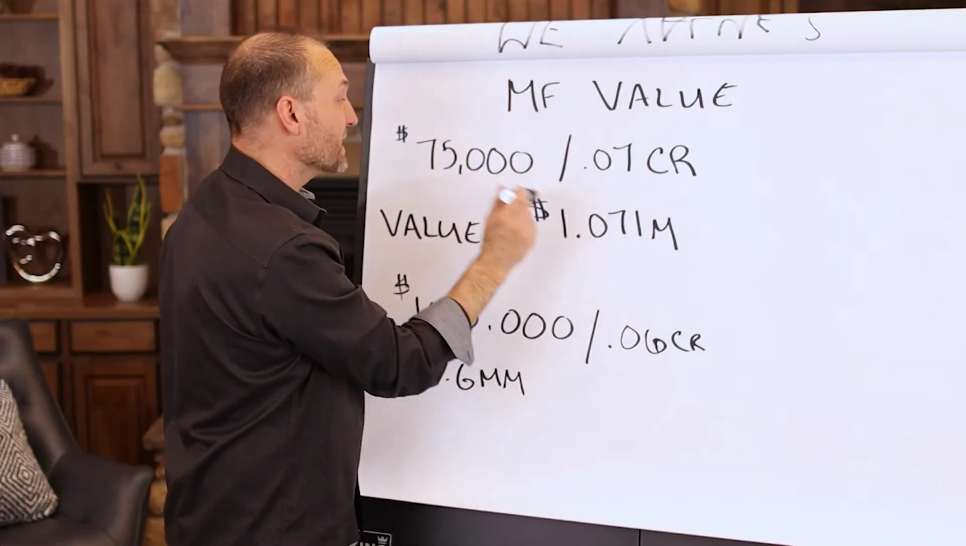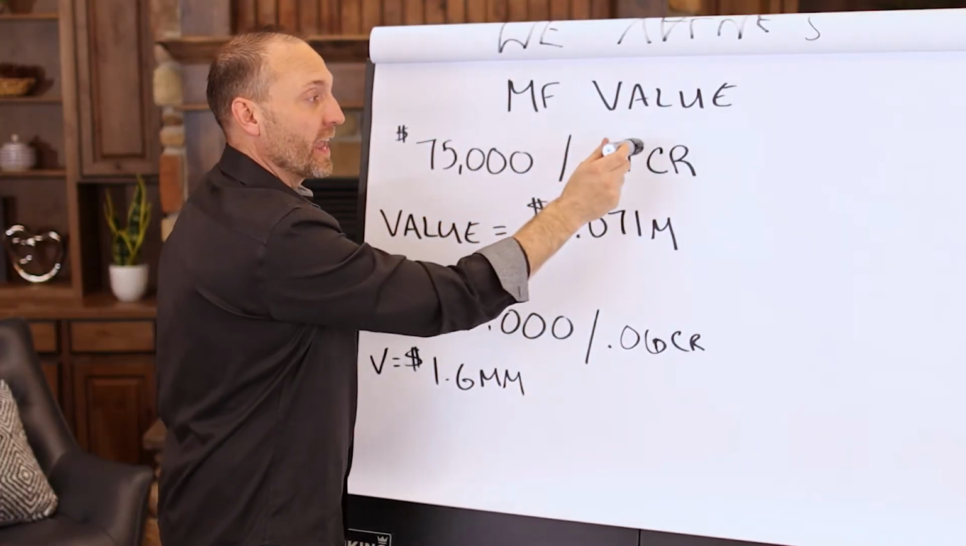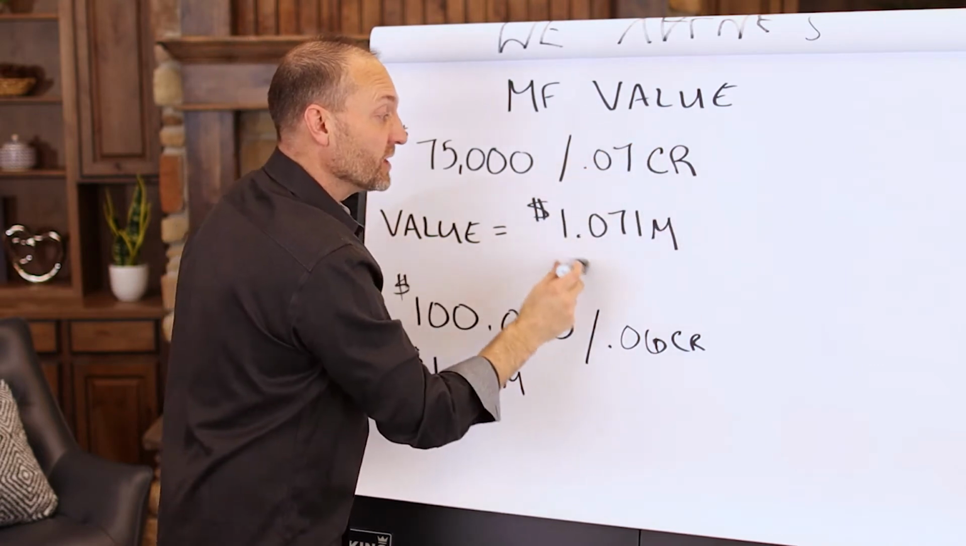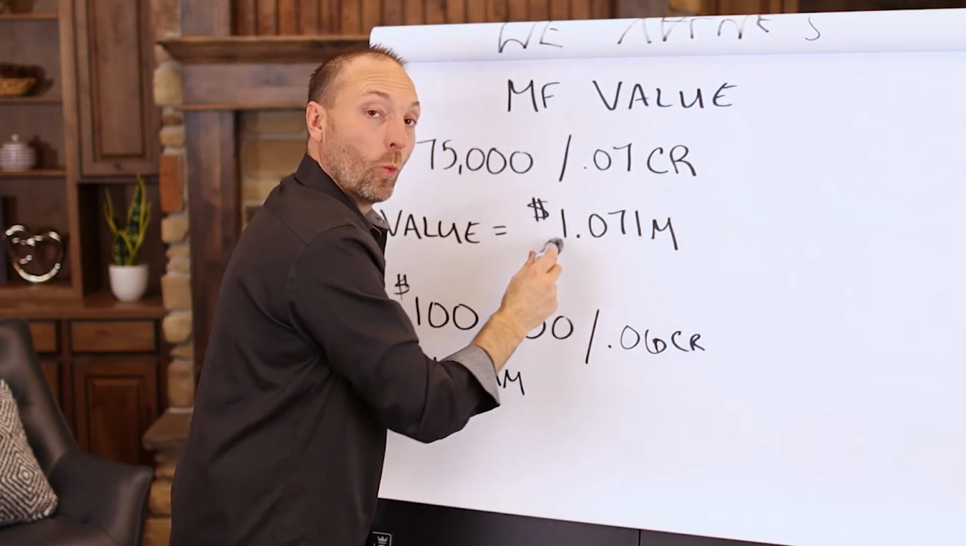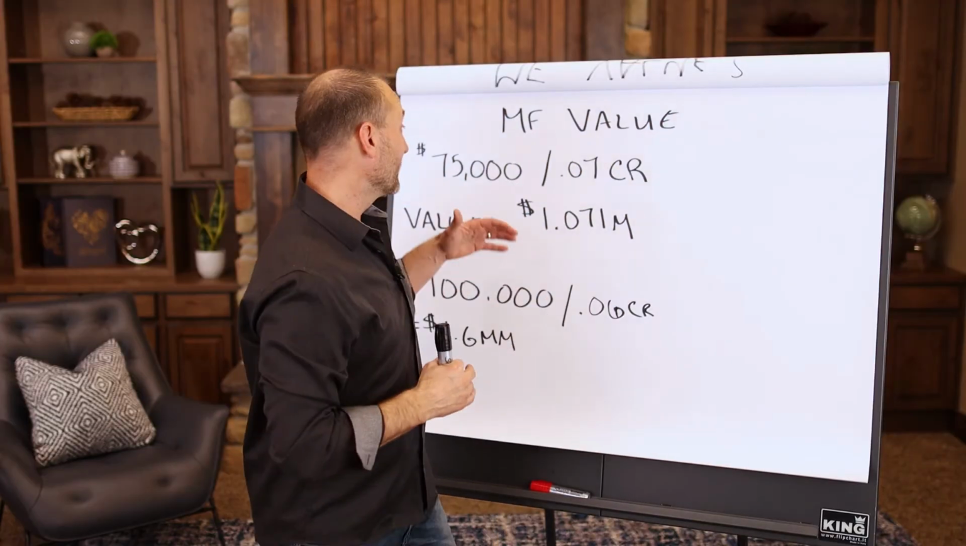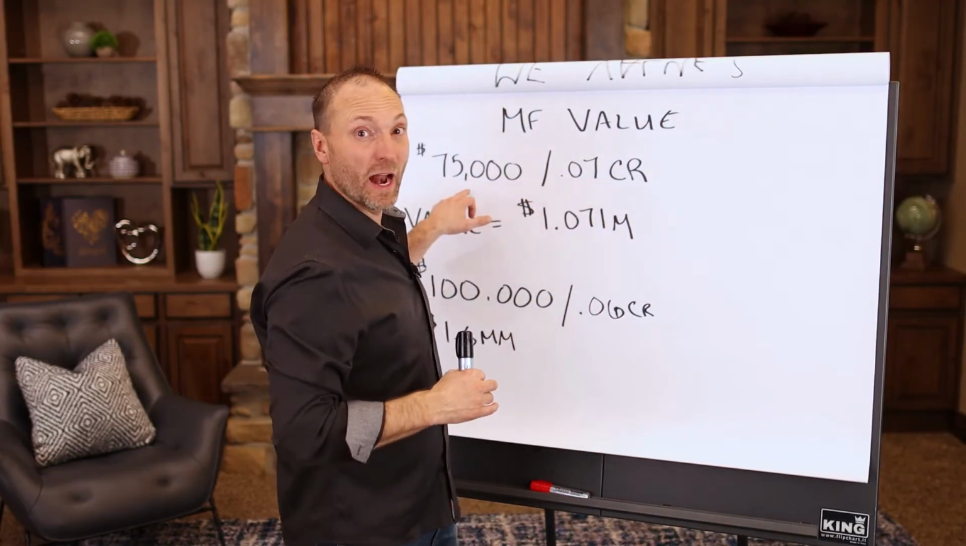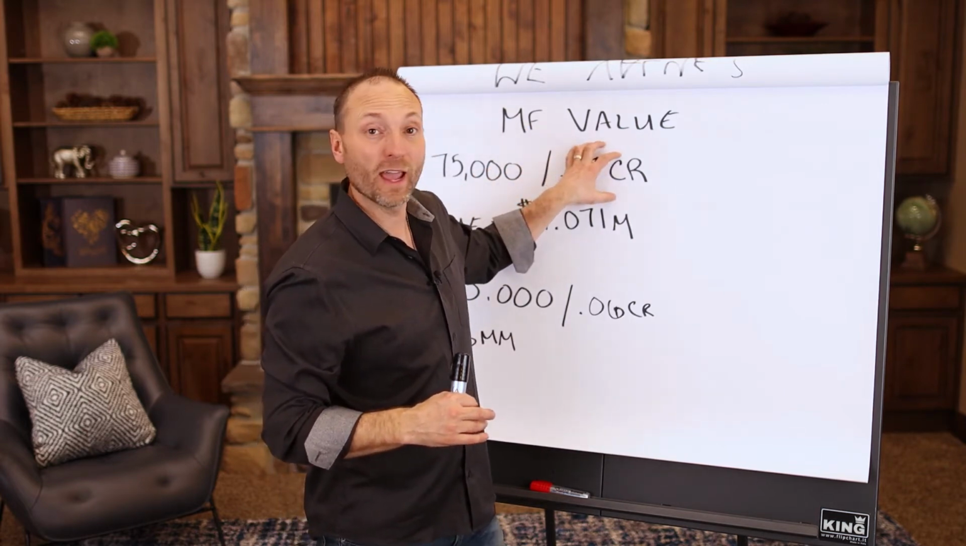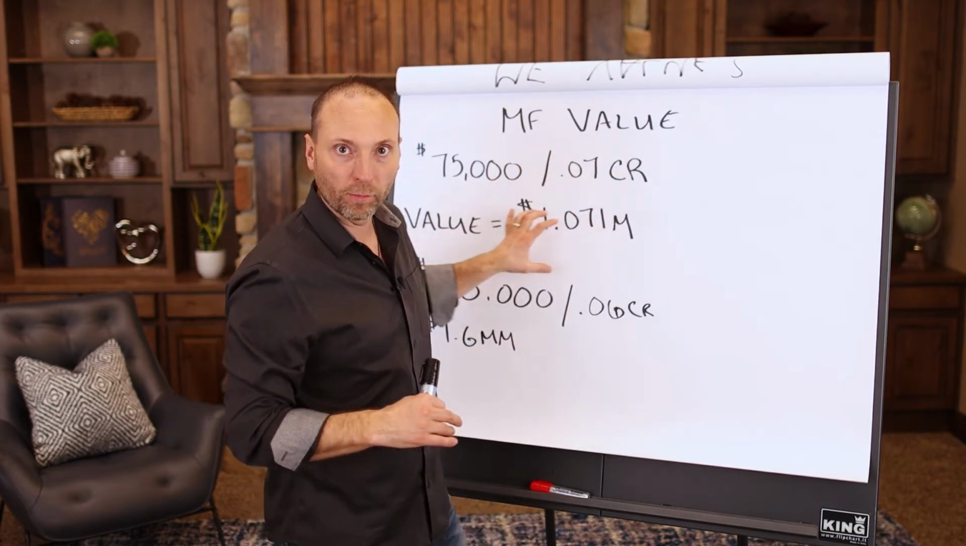So that property, based on its net operating income and the cap rate of that area, is going to give us $1.071 million in value. So again, if we've got the cap rate, I just take the net operating income, divide it by that cap rate, and I can get the value of the property.